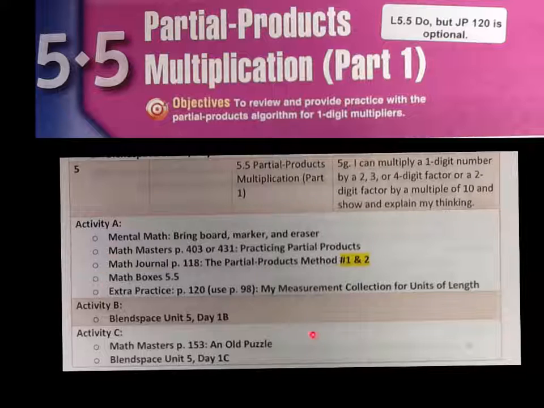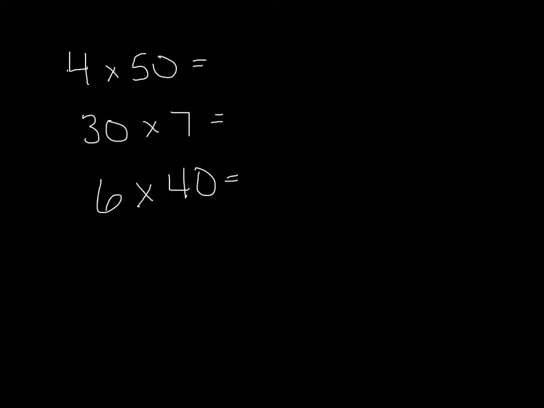Here's what your learning journey will look like today. We'll go over that more at the end. At this time, get your board, marker, and eraser out and get ready for your 3 practice problems. Go ahead and solve these 3 problems on your board. What is the product for each?